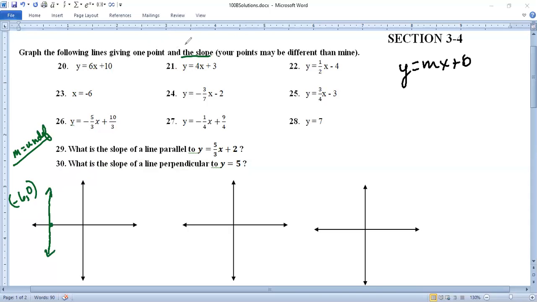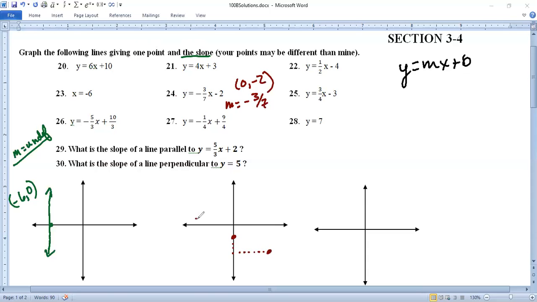All right, let's do the next one. Number 24, it goes through the point 0, -2. There it is right there, and has a slope of -3/7. Ooh, first negative slope of the day. 0, -2 is right here, and this means it goes down 3/7. So 1, 2, 3, 1, 2, 3, 4, 5, 6, 7.